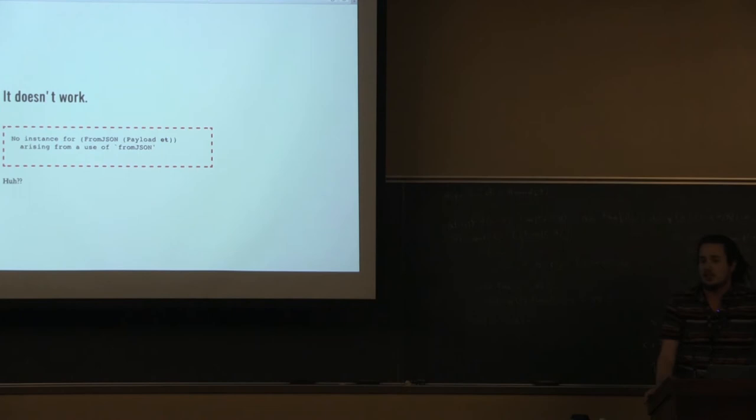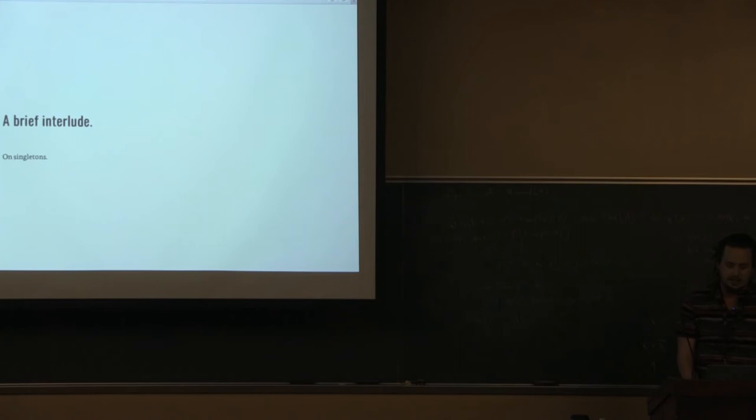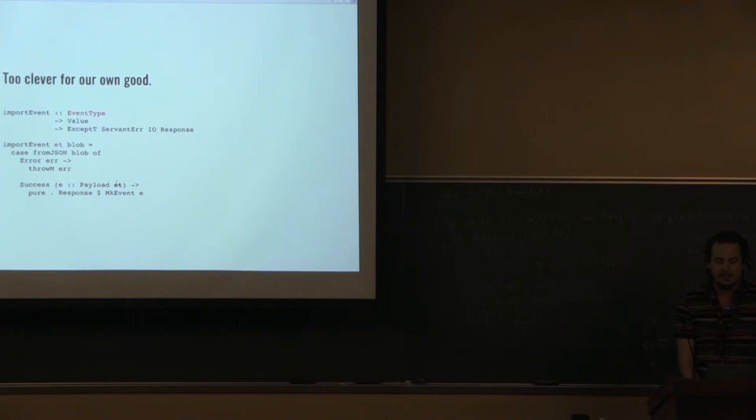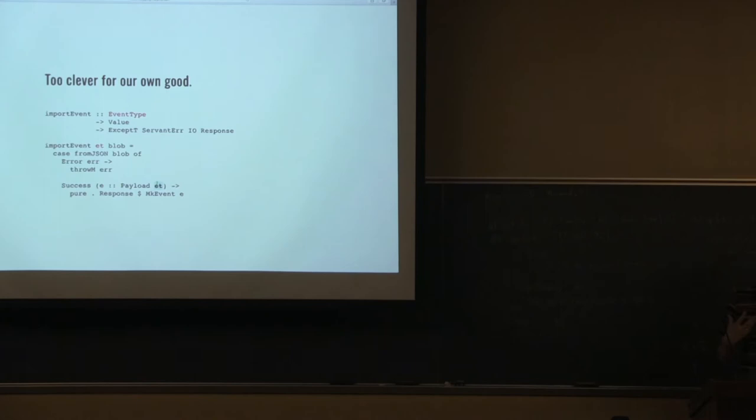The problem actually is that this ET exists at the value level, and this ET exists at the type level. And those are different namespaces. So these aren't actually referring to the same thing, even though they're the same identifier. It seems like we're kind of stuck. How can we move a thing from the value level to the type level? We don't really have a way, but we will. If we can solve that problem, then we can solve this problem, and then our API will write itself, is kind of the idea.